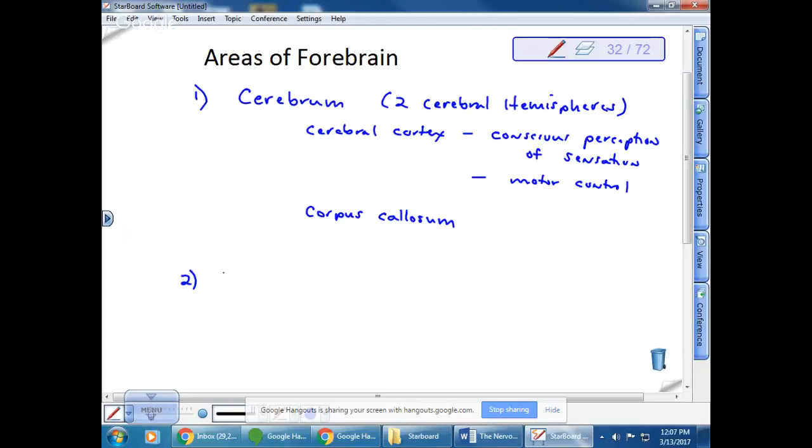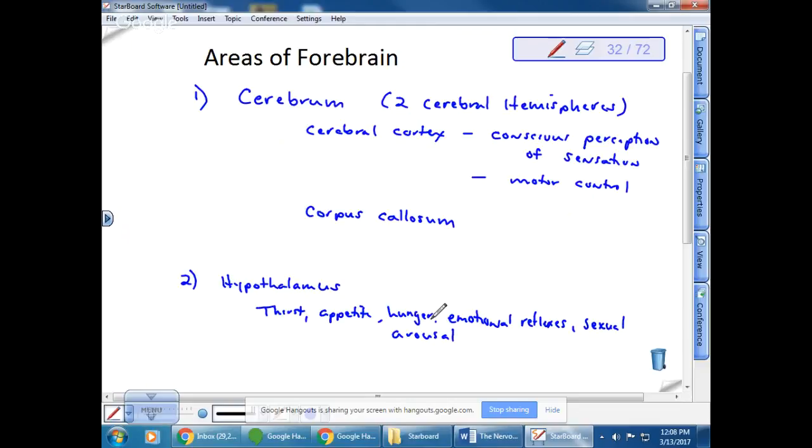The next part includes the hypothalamus. And so I'll talk about what the thalamus is in a minute. The hypothalamus is a part of our forebrain that is responsible for thirst, appetite, hunger, emotional reflexes, which I'll talk about in a minute, and sexual arousal. So these we can perceive consciously, okay, all of those things, but the hypothalamus regulates them unconsciously.